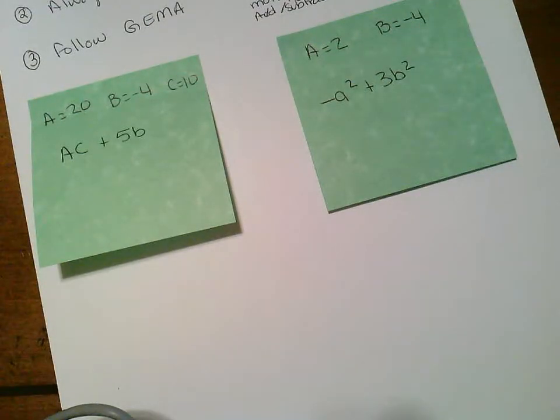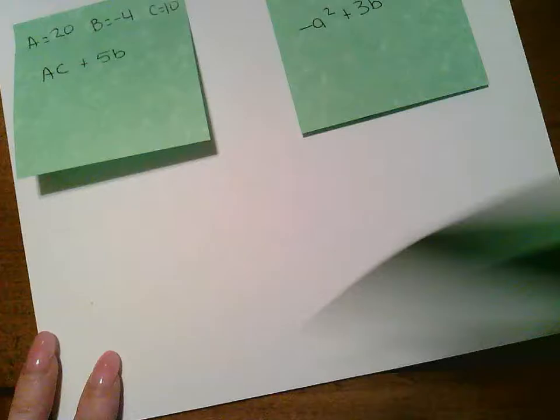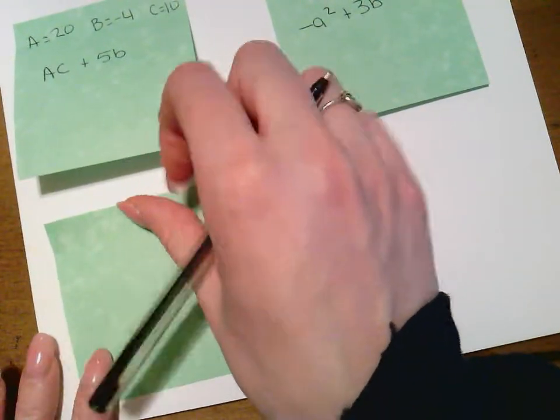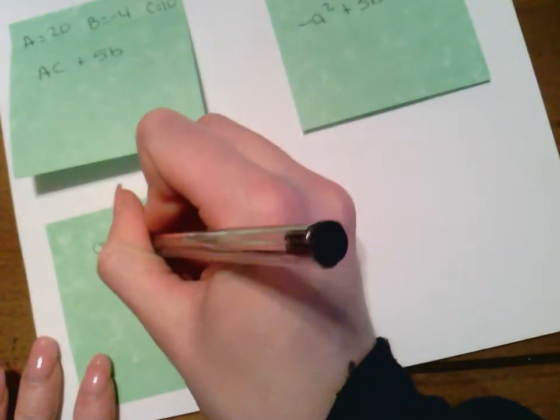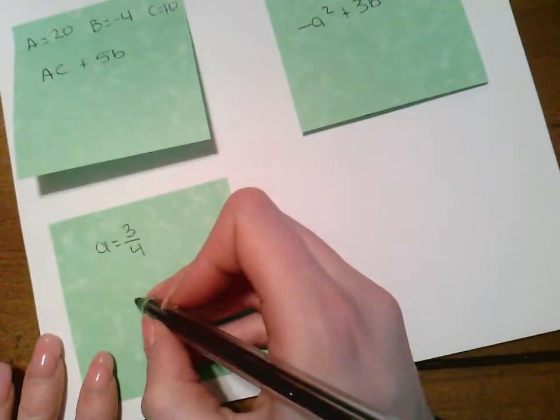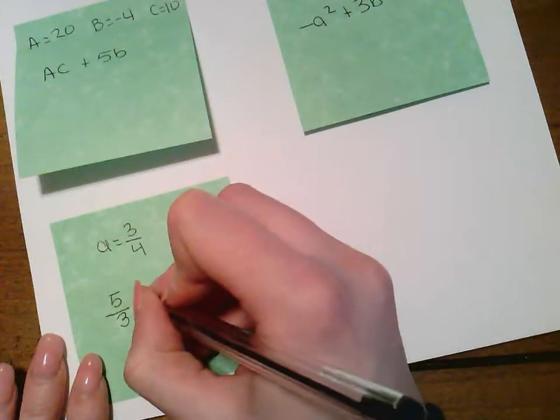We are going to move on to doing a fractional expression. Now this time I would like you to try to do as much as you can on your own. I know it's a little bit different because we will be doing a fraction. However, it's still the same plugging it in. So I've got my sticky note here. I'm going to write a is equal to 3 over 4. And my expression that I am trying to evaluate is 5/3 a squared.